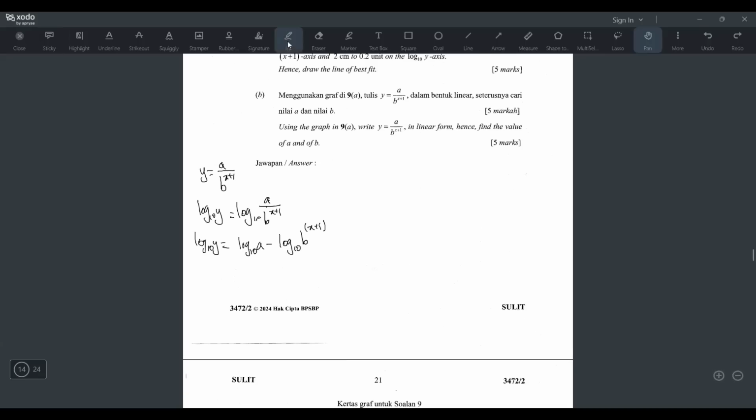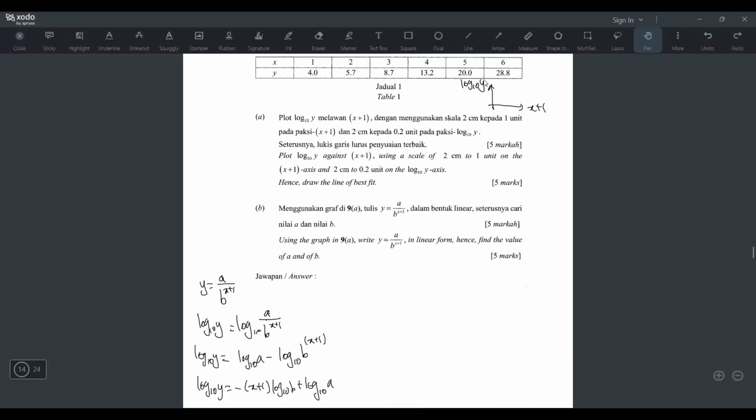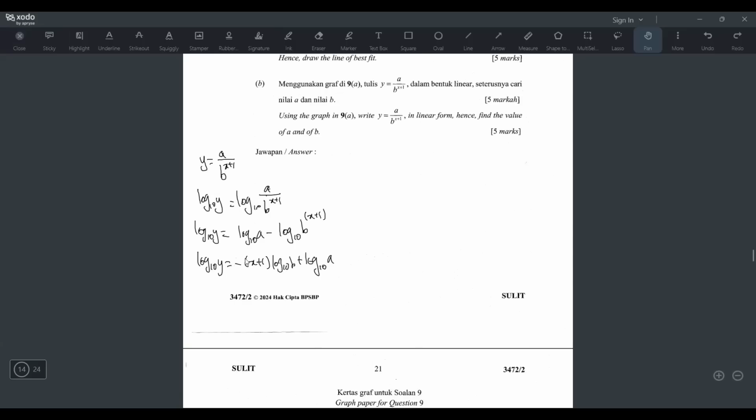Okay, so let's continue here. Log 10y equals to, okay, I will write this one first. So it becomes negative x plus 1 times log 10b, plus log 10a. Yeah, nothing here means plus. Okay, but you still haven't susun nicely because it has to be y equals mx plus c. And don't forget your y-axis is log y, your x-axis is x plus 1. So how can I write this so that it becomes y equals mx plus c?